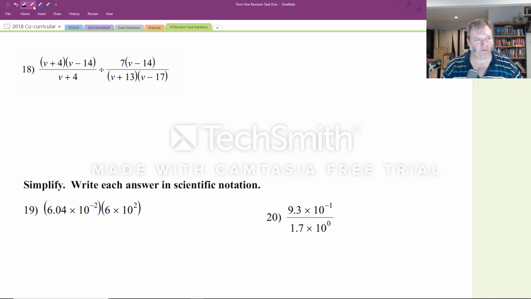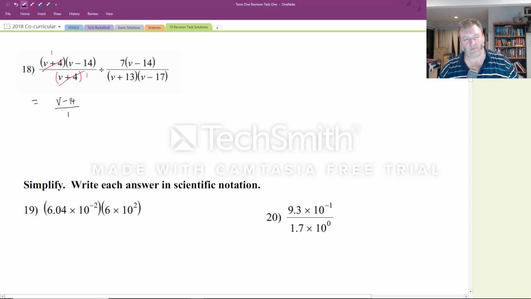But before we even do that, you can see in this first bracket v plus 4 and v plus 4 is a common factor. So that's the same as 1 over 1. Nothing to cancel there yet, so let's wait until our next line before we get carried away. So this term on the left is now just v minus 14.